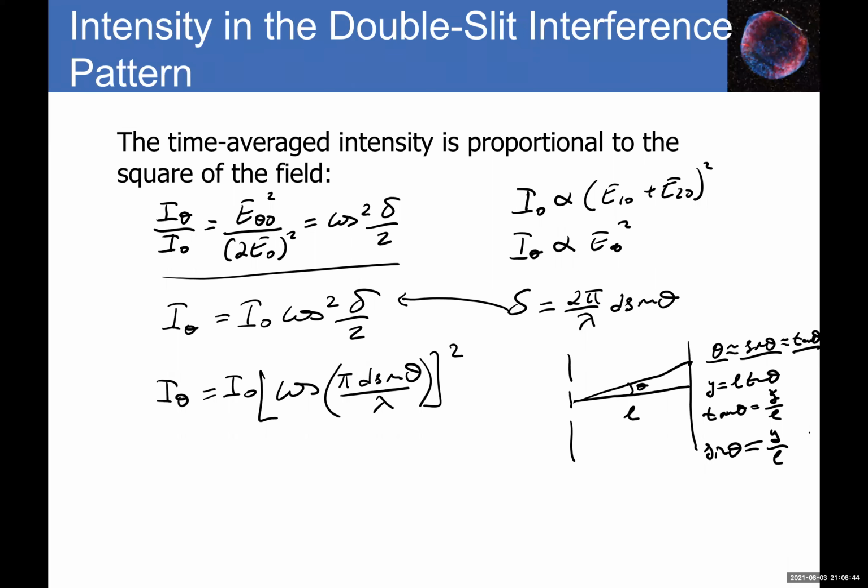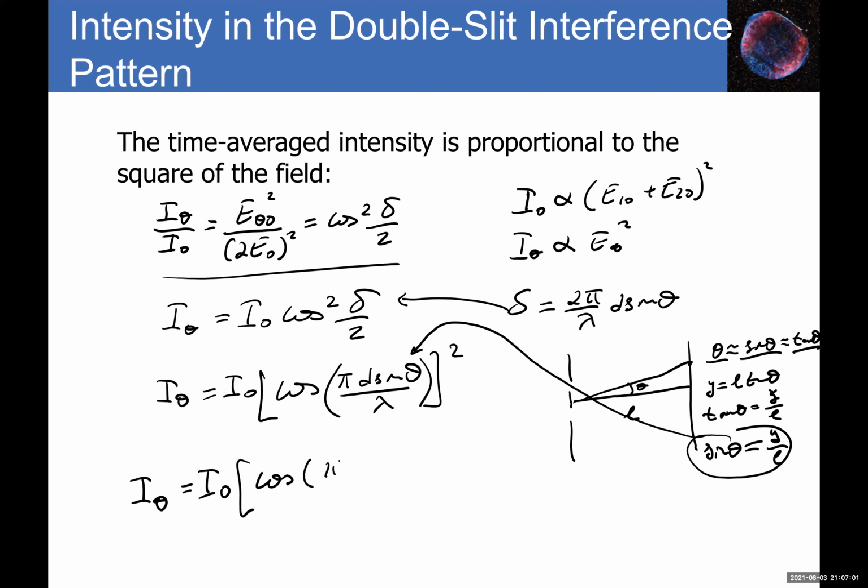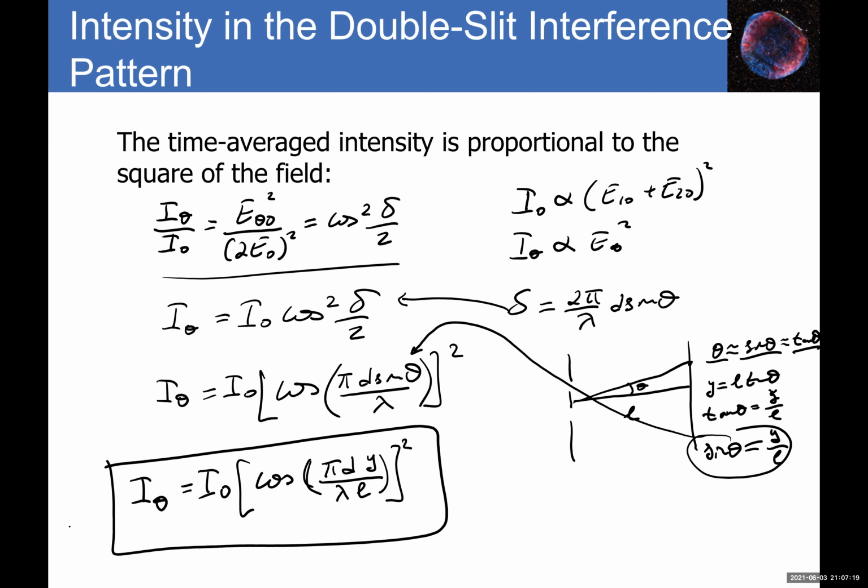Then come back to this equation, where I will replace sine of theta inside with the ratio y over L. Then I have I of theta equals I naught cosine of pi d, replacing sine of theta with y over L, so it becomes y over lambda L, and then this whole thing squared. So this will be our final equation for the intensity.